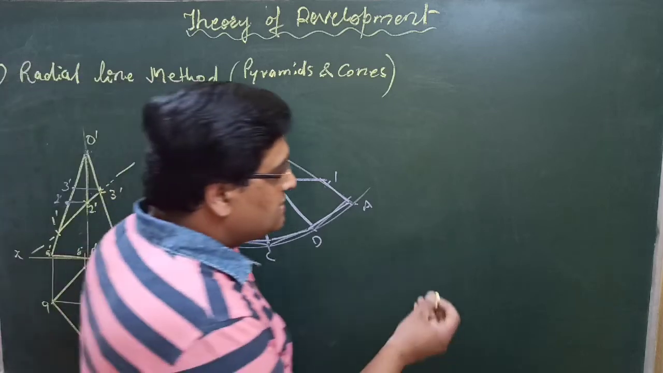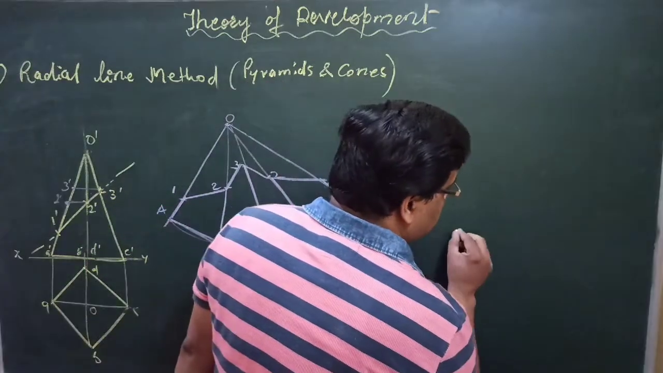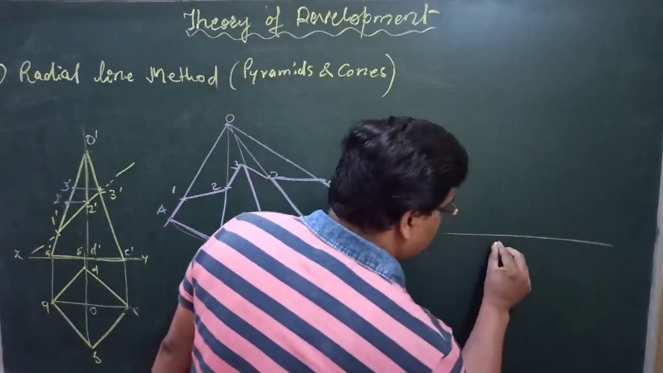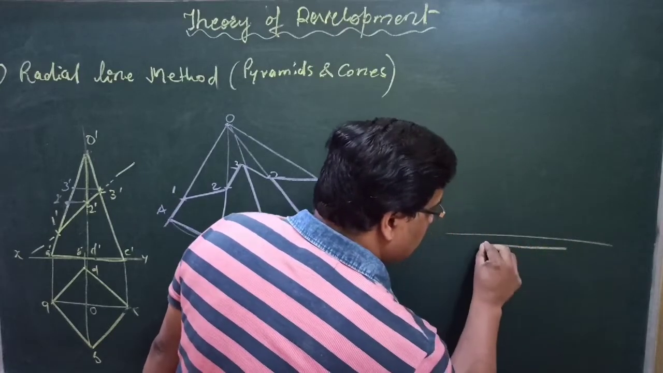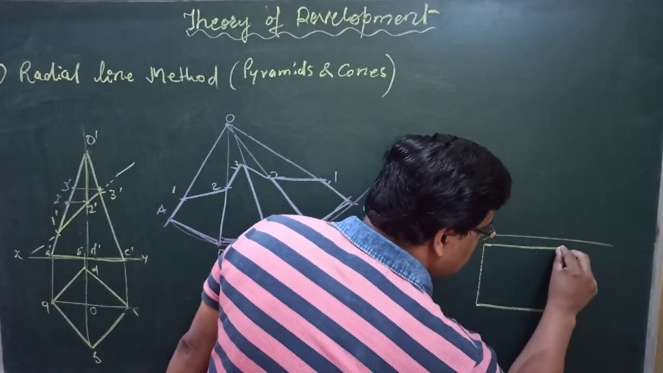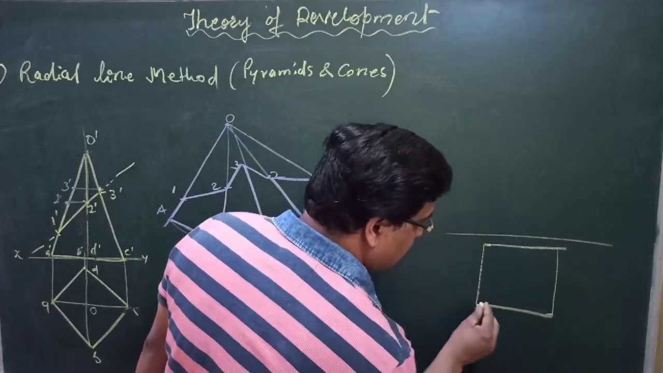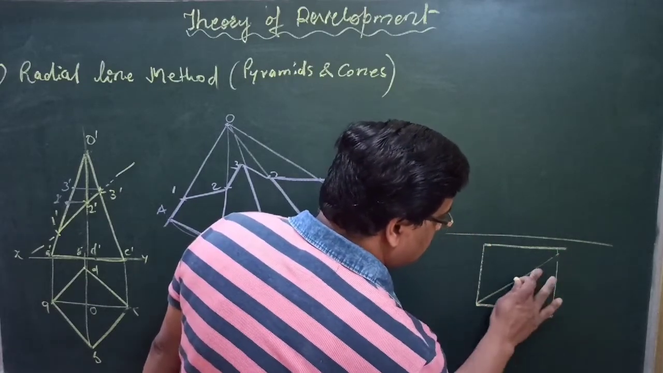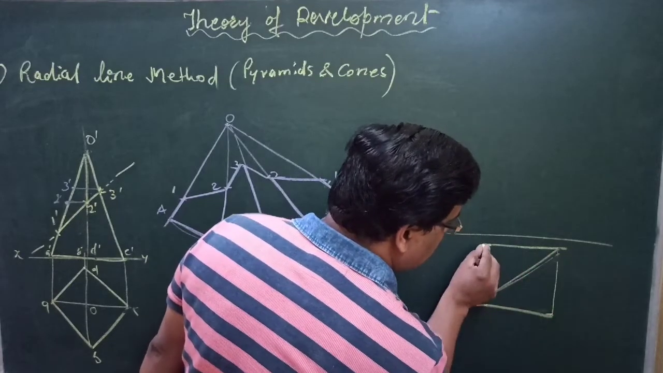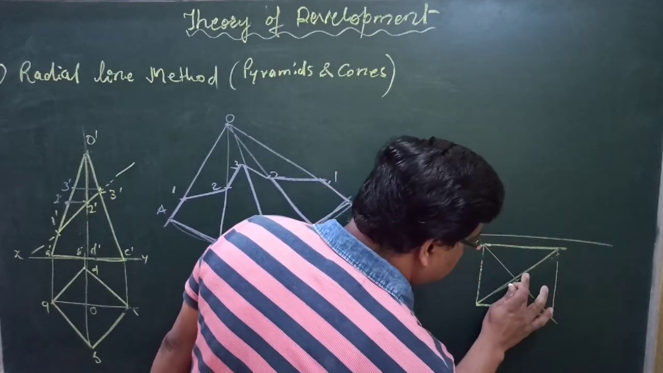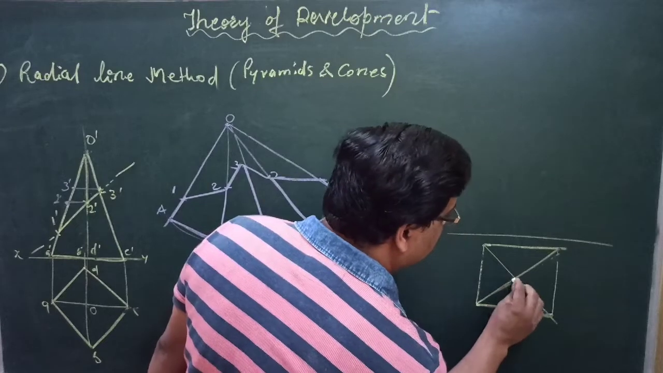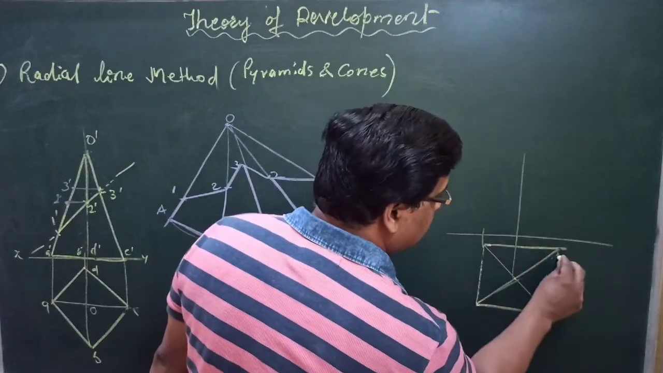Now the second case, if the pyramid would be like that, say none of the slant edges are parallel to VP, say this type of condition is there. So what will happen?